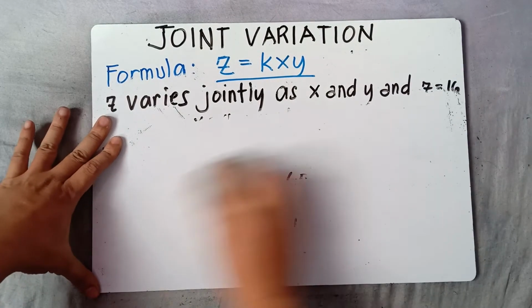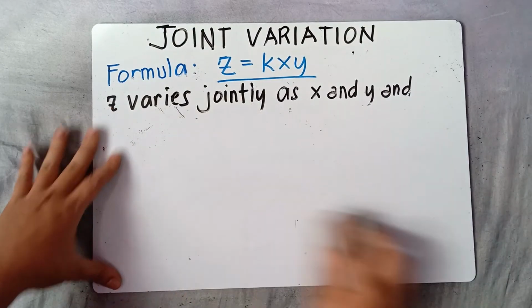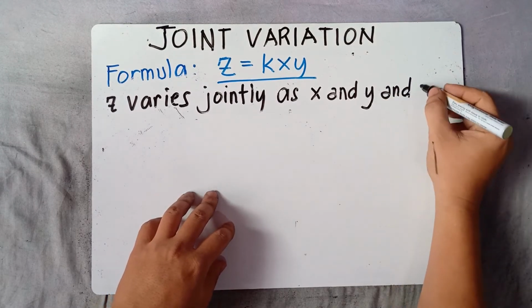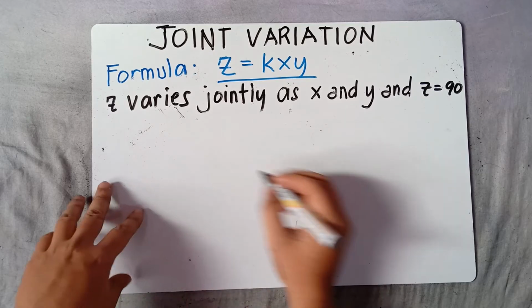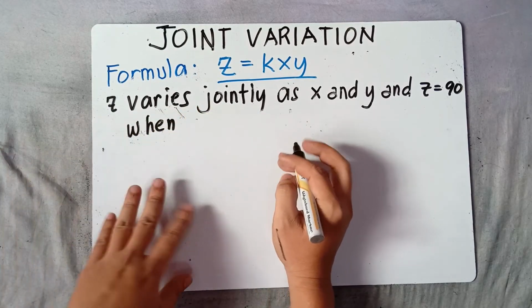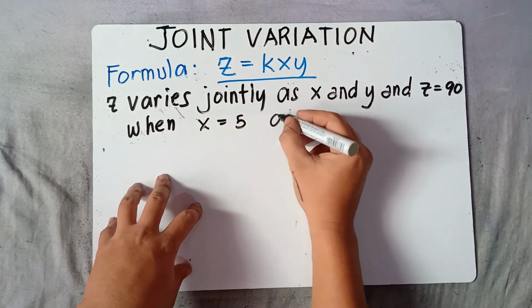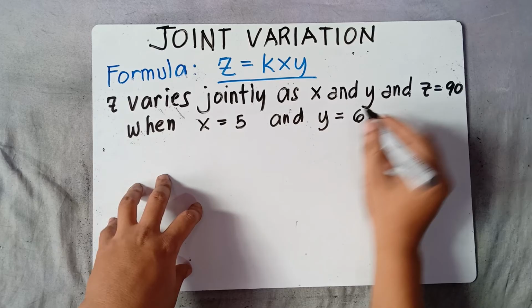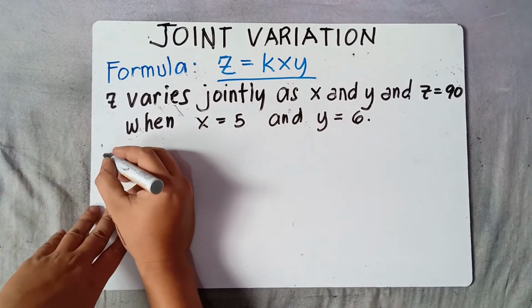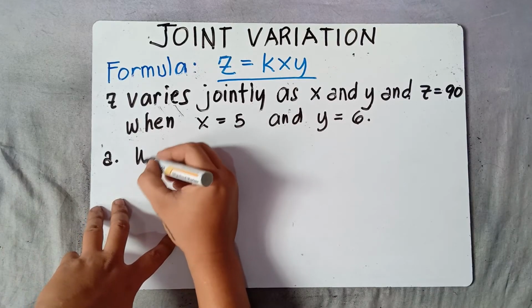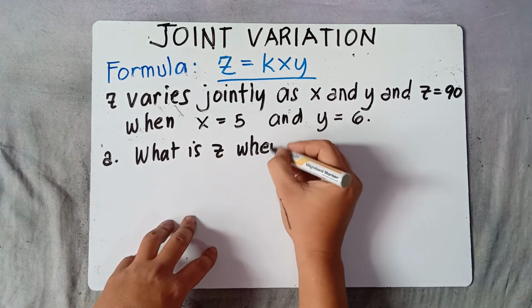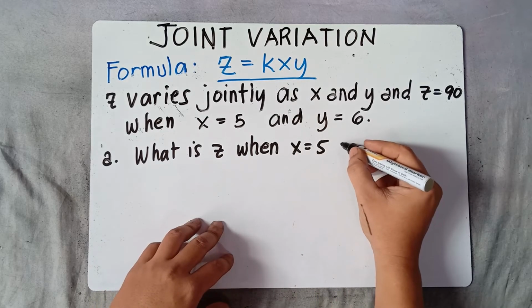Same variables. Z varies jointly as x and y. Z equals 90 when x equals 5 and y equals 6. And A, you are told to find: what is Z when x equals 5 and y equals 8?